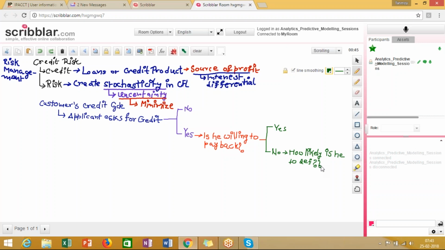Or is he likely to default? So the first question over here, the first thing I ask, so my applicant is coming out asking for a credit. The next part that I want to answer is, is he willing to pay back the loan? If yes, that's okay. If no, I want to know, is he likely to default? If he is likely to default, no, then that's okay.